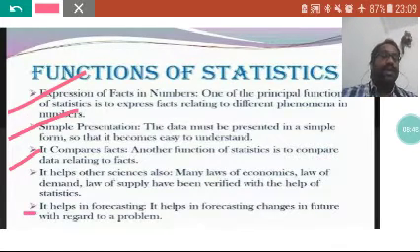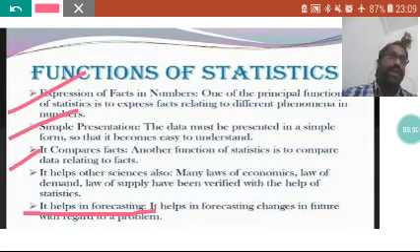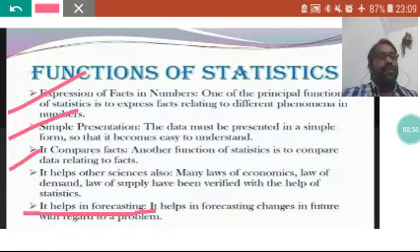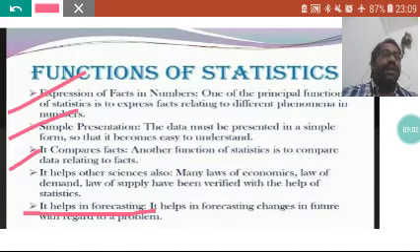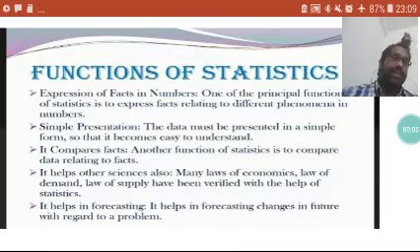Then the last one, the help in forecasting. I have explained that in the case of a tsunami or any other destructive natural phenomenon, we can be aware of these things and protect the lives of our people. So all these things are hidden in statistics.